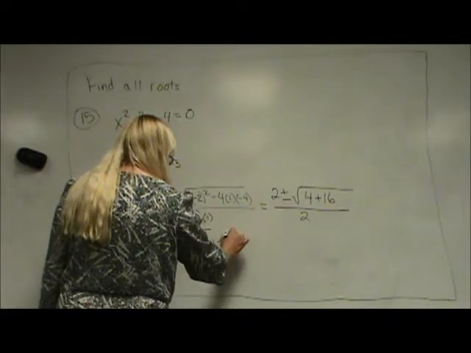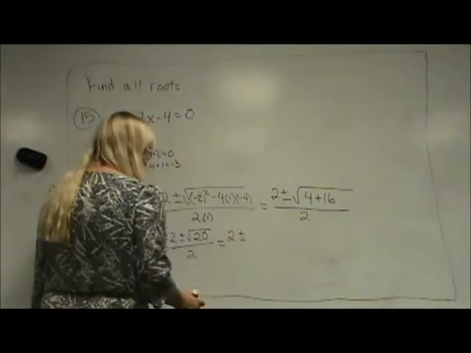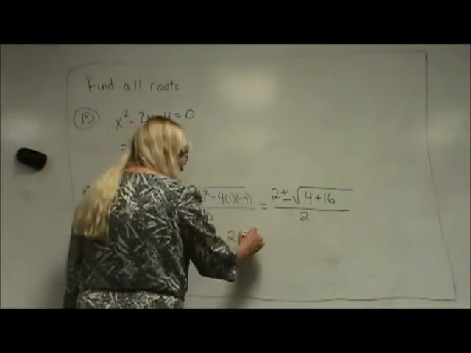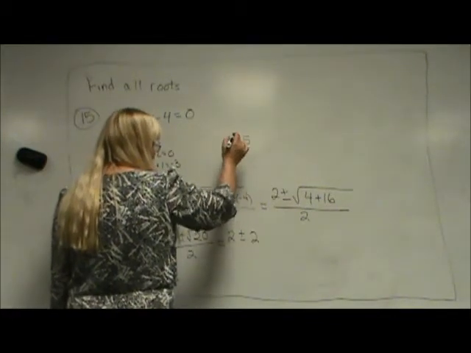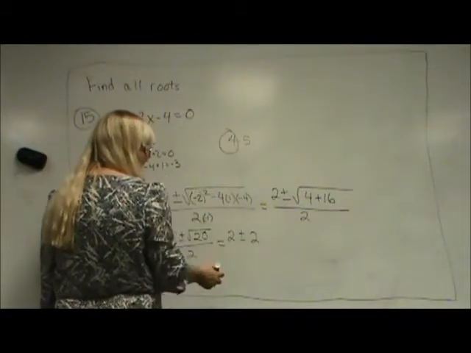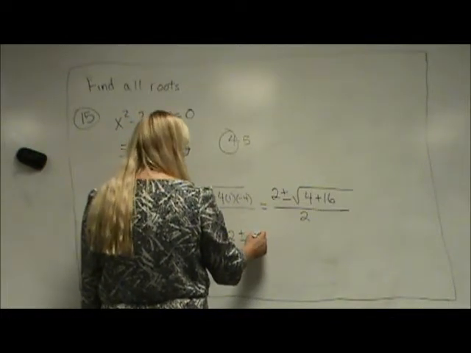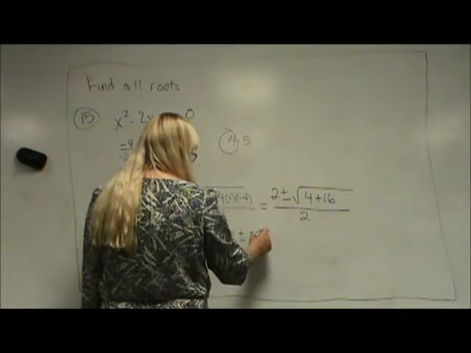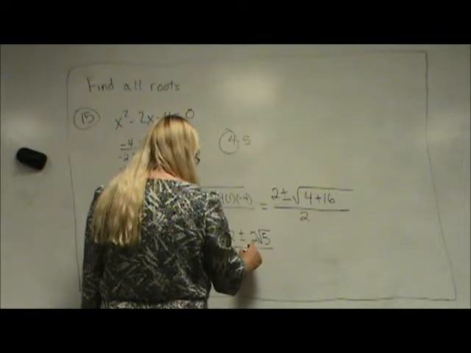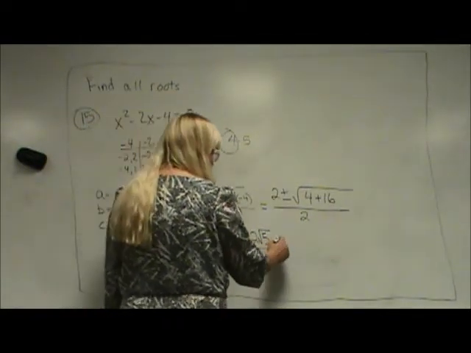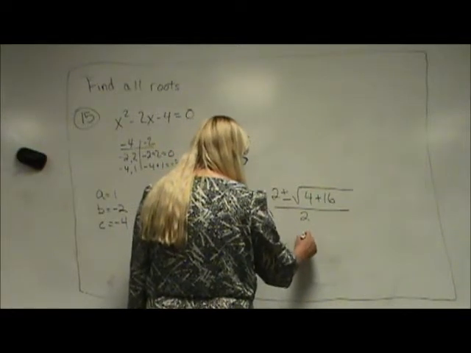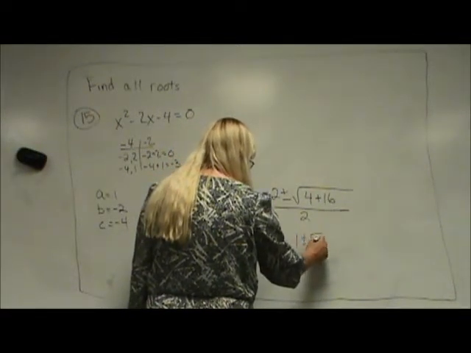And I can take out of the square root a 2, because I have 4 times 5, and this is a perfect square, comes out as 2. 5 will stay under the radical. 2 here. Again, I have 2, 2, and 2, so I'm going to reduce that to 1 plus or minus root 5.